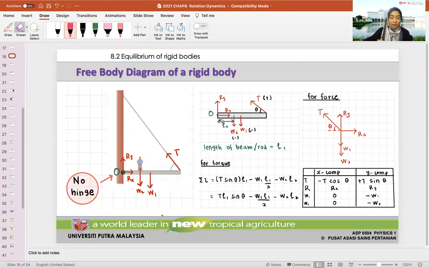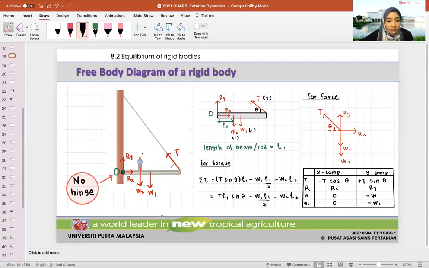Okay. So we need to know how to draw the free body diagram. I've given you a document in your WhatsApp. Please go through those examples. Some of them are easy, some of them are hard, but it's very crucial for you to understand how to do it. Okay, so let's go through this one.